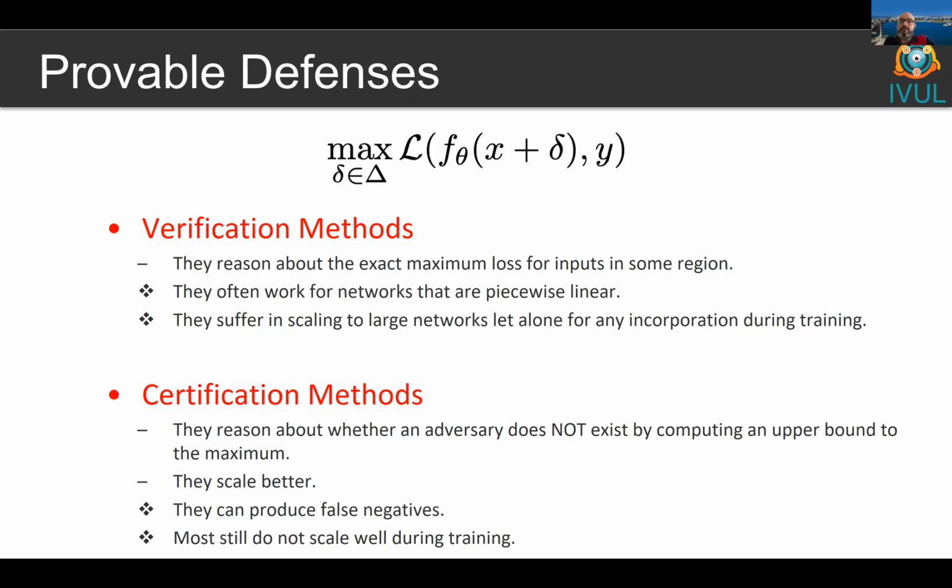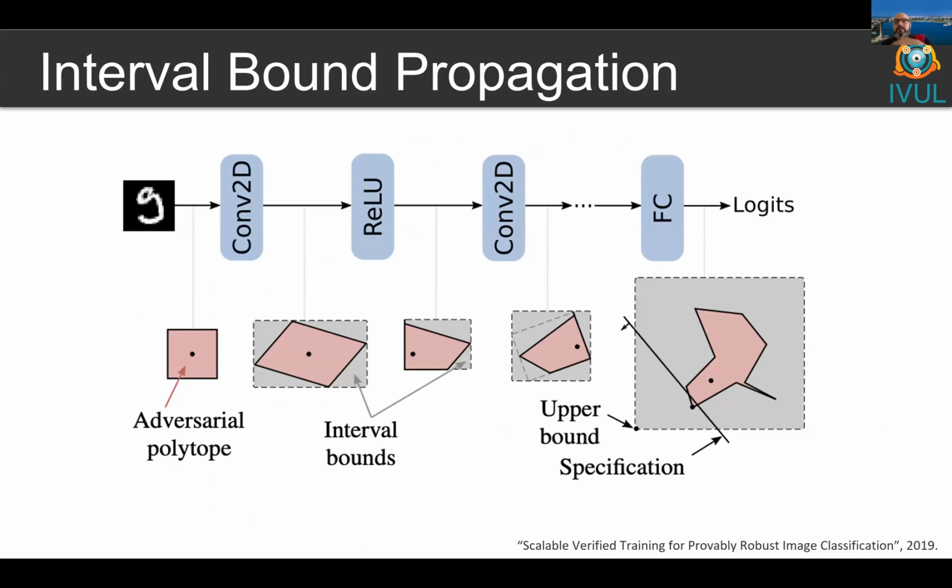They do sometimes produce false negatives, okay, and they do not scale. Some of them do, but most of them right now don't scale well during training. But at least it's possible to train with them. So in the rest of what I'm going to talk about, we're going to talk about network certification methods.